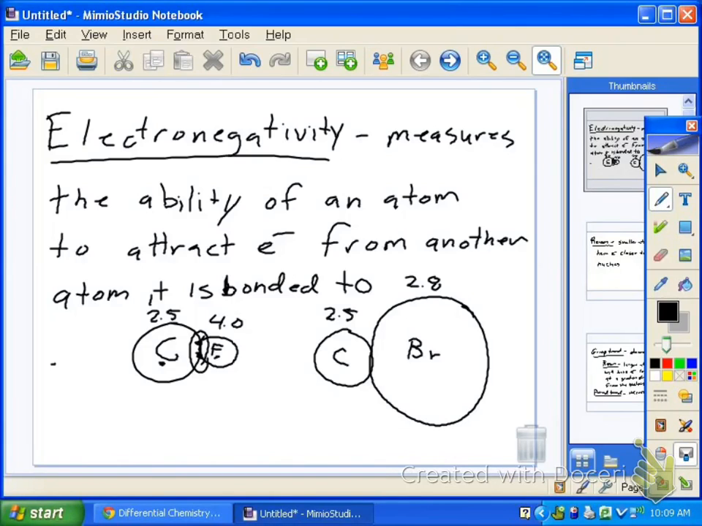Now, these electrons don't move in a sense where they're being pulled in a certain direction. But what that 4 means is that fluorine is the #1 person you'd want to have on your team in tug of war. If you had a choice, you had them all lined up. All right, who do you want to pick? You guys have ever done that at recess, right? You know, first one picked. Fluorine's always the first one picked here because it has the greatest electronegativity.